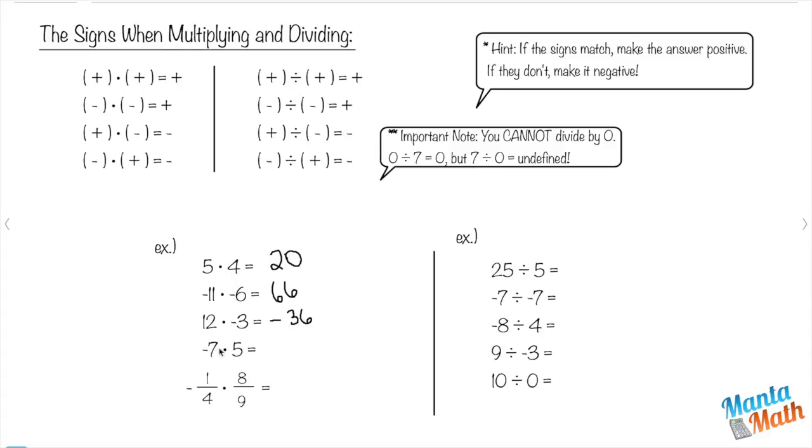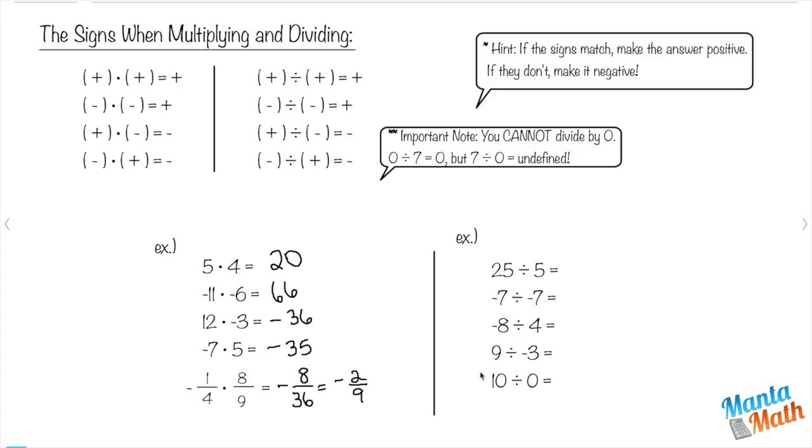Okay, negative 7 times 5, there's a negative and a positive, so our answer is going to be negative. And then 7 times 5 is 35. And we have our fractions at the bottom, so negative 1/4 times 8/9, that's a negative times a positive, so our answer is going to be negative. Then you can just multiply across the numerator and across the denominator, and that will give you 8 over 36, and you can simplify that to negative 2/9.